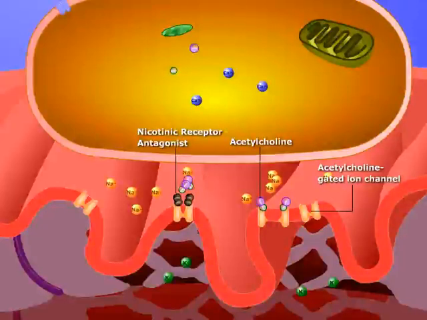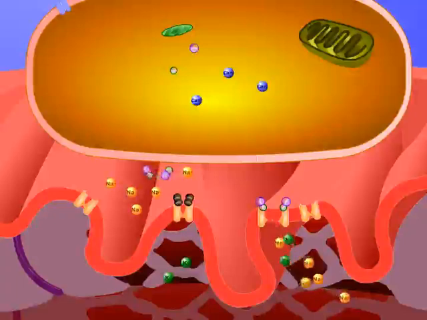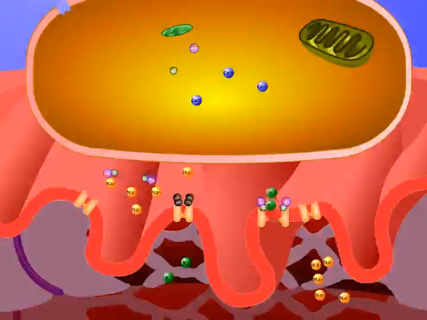Nicotinic receptor antagonists, such as atracurium, inhibit nicotinic receptors on the postsynaptic membrane. This prevents acetylcholine from binding at these sites. Nicotinic receptor antagonists are mainly used for peripheral muscle paralysis during surgery.